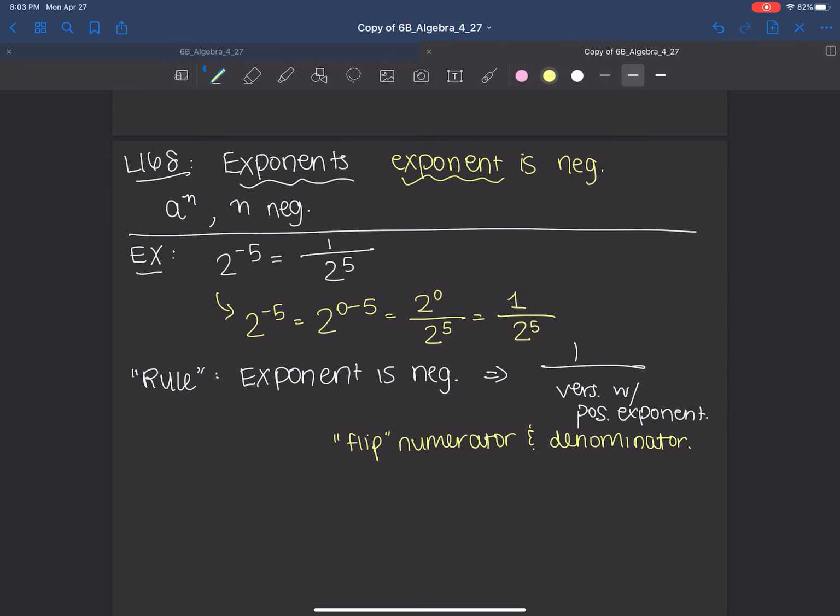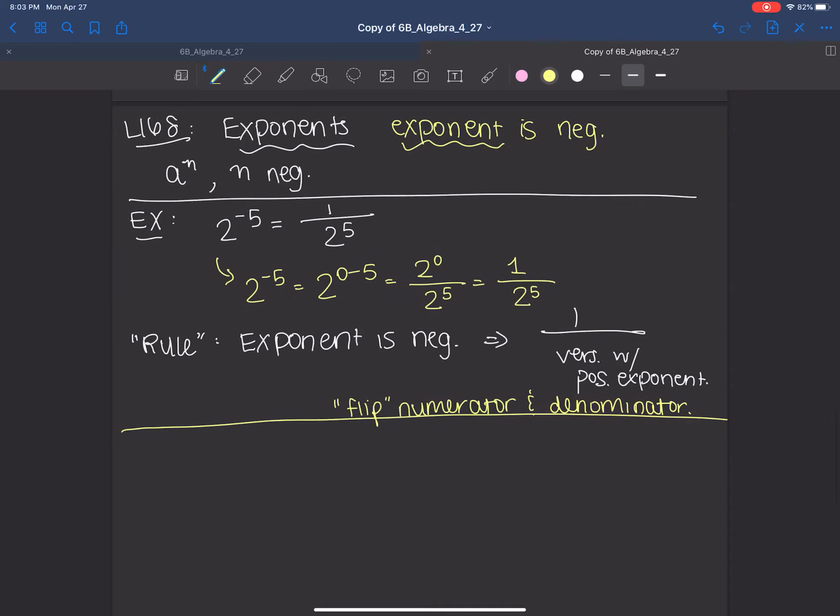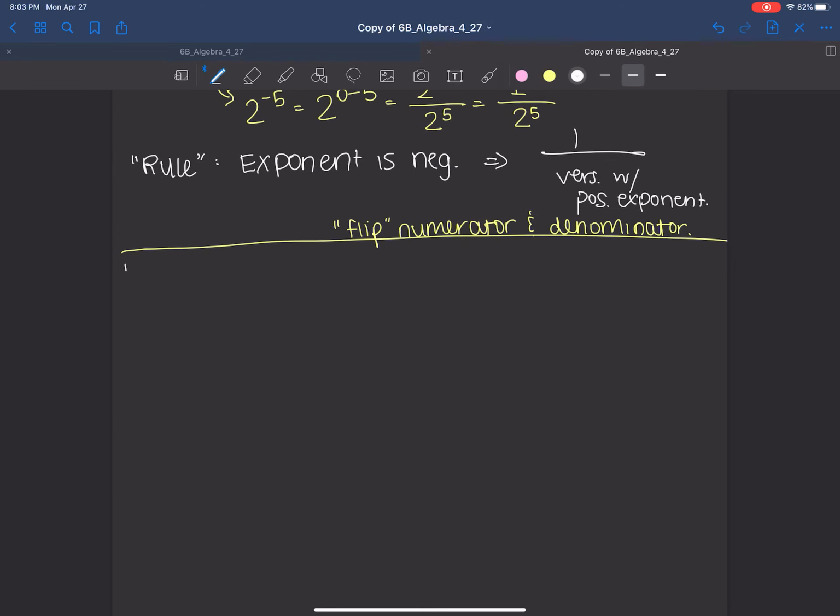Okay, this sounds maybe confusing right now, but let's see a couple of examples. Let's do this example: 3/4 to the minus 2. The answer ends up being 16/9. And let's see a couple of different ways how.